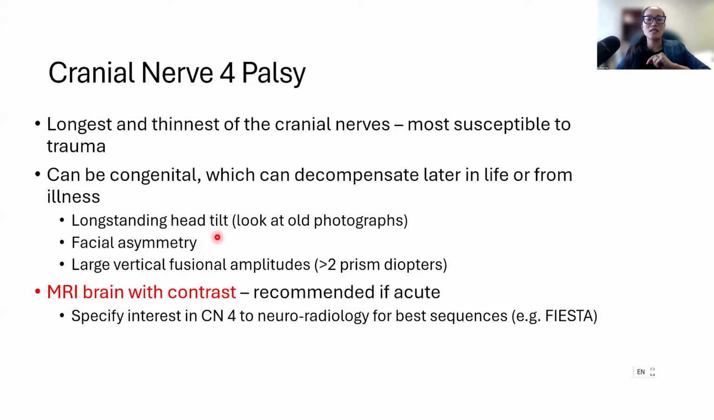However, if it suddenly becomes acute and there is no documented history of trauma to the head, then I would probably get an MRI brain with contrast. It's best when you are talking to neuroradiology or radiology that you're ordering this test because you're looking specifically at cranial nerve 4 so that they know which sequences to get to best image the cranial nerve 4.